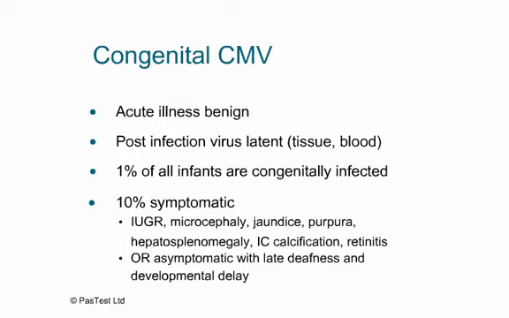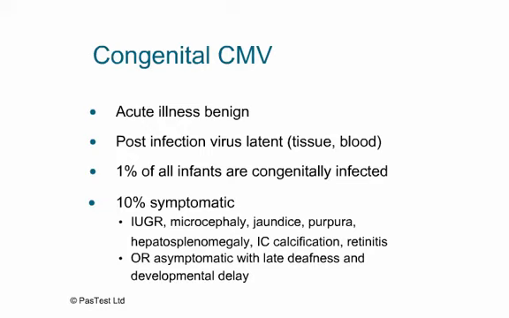Like all congenital infections, the earlier the infection is picked up, particularly if it's in the first trimester, the more likely the infection is to cause symptomatic disease. The later during a pregnancy that a primary CMV infection is encountered, the more likely the virus is transmitted, but the less likely it is to cause problems.